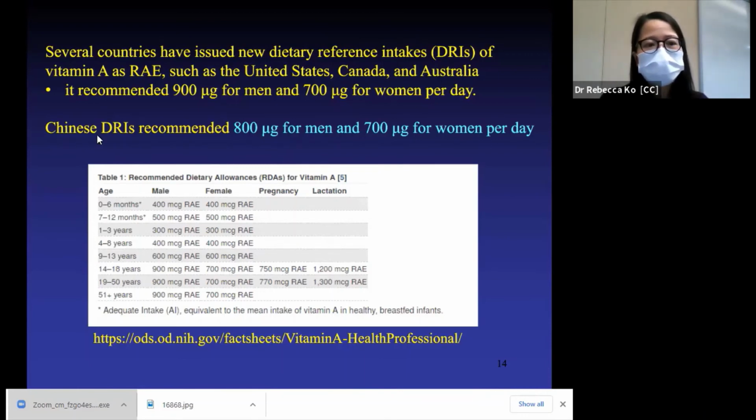For the Chinese, the dietary reference intake is recommended at the range of 800 micrograms and 700 micrograms for men and women respectively. So now, for ages 14 to 50s, it is around 900 micrograms RAE and 700 micrograms RAE for male and female.